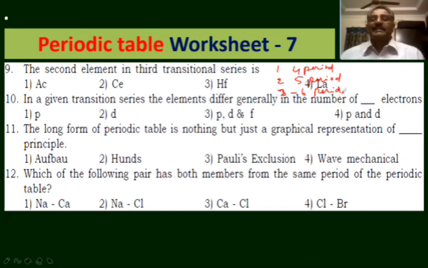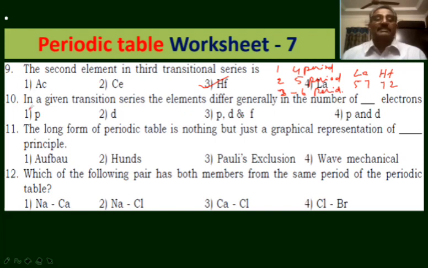In the 6th period, the first transition element is lanthanum with atomic number 57. After lanthanum, the next 14 electrons are filled in the 4f orbital. And after the completion of the 4f orbital, that is with atomic number 72, the transition series again starts filling with hafnium with atomic number 72. So the second element in the third transition series is hafnium, that is the third option.